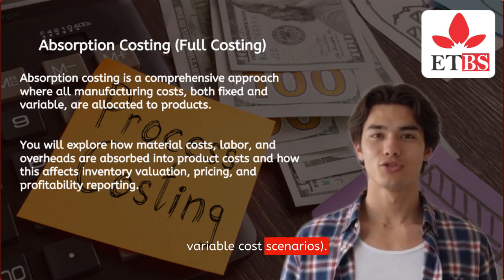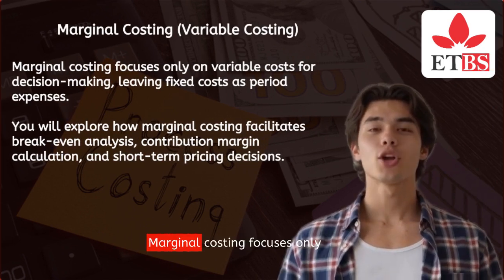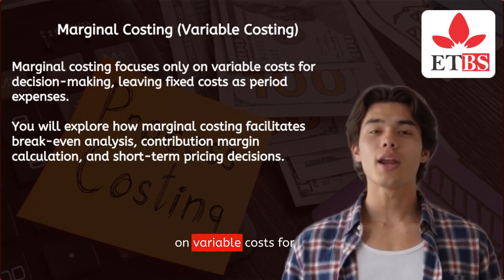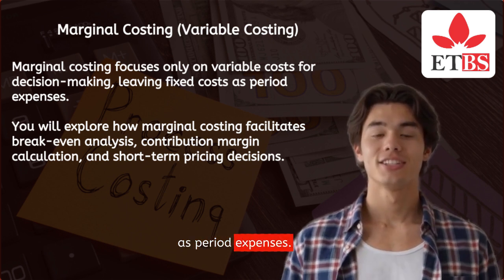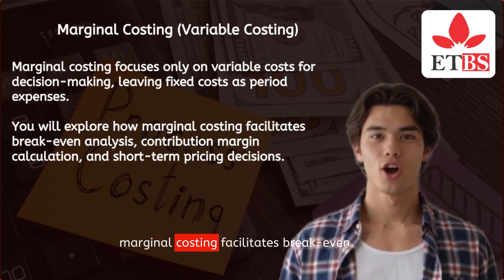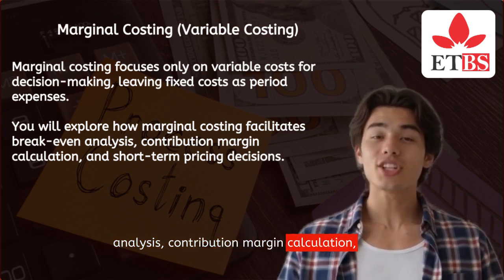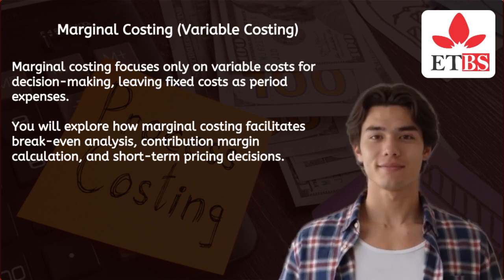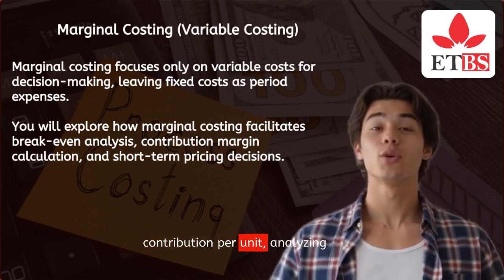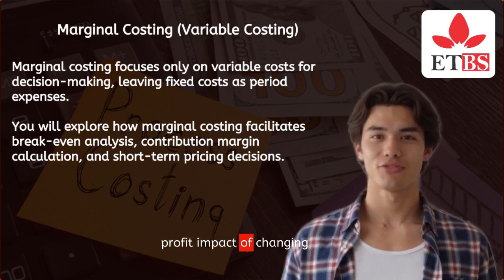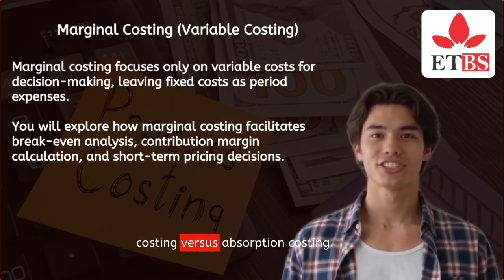Marginal costing, variable costing. Marginal costing focuses only on variable costs for decision-making, leaving fixed costs as period expenses. You will explore how marginal costing facilitates break-even analysis, contribution margin calculation, and short-term pricing decisions. Practical exercises include calculating contribution per unit, analyzing profit impact of changing production volumes, and understanding when to use marginal costing versus absorption costing.